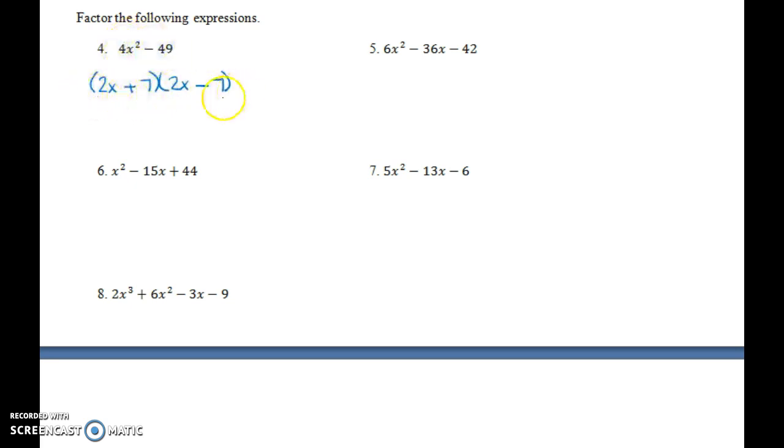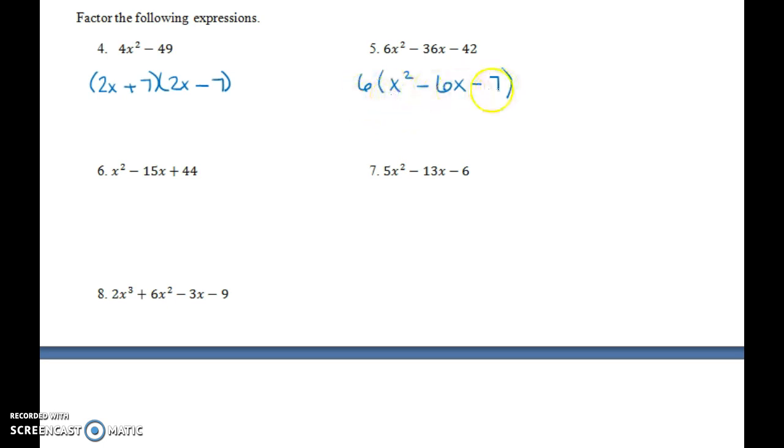If I check my outer terms, that's negative 14. The inner terms are positive 14. It cancels out, and it works. If I move on to question 5, again, I always want to look for a greatest common factor, and I notice in this problem that all the terms are divisible by 6. So if I divide out a 6, 6x squared divided by 6 is x squared. If I divide 36 by 6, that leaves me with a negative 6x. If I divide negative 42 by 6, I'm left with a negative 7.